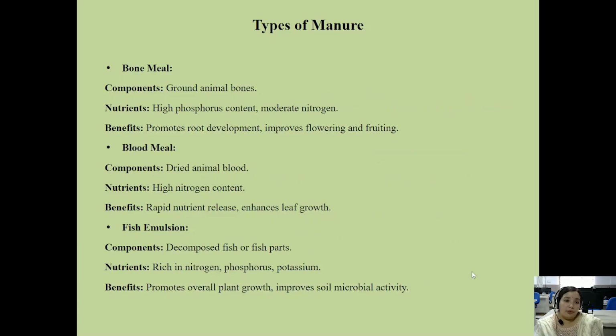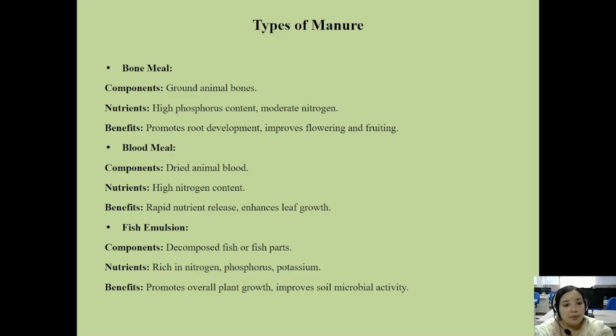Then come to the types of manure. Bone meal is here. So bone meal we can use as a manure in our agricultural land for the production of crops. Components are ground animal bones. Nutrients are high phosphorus content and moderate nitrogen. Benefits are it promotes root development and improves flowering and fruiting.